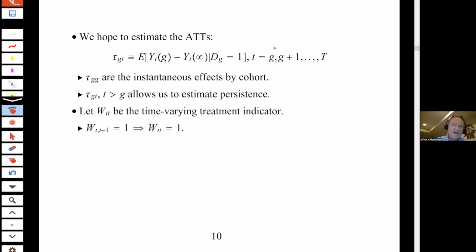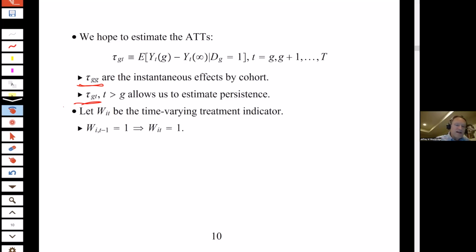There's a lot of interest in the instantaneous effects: what's the effect in the first treated period? We can estimate that separately by cohort, but we can also look at these dynamic effects, which allows us to look at persistence. Maybe the intensity of the effect is initially low, but as the policy is in place, the effect gets larger, and then maybe it dampens out at some point.